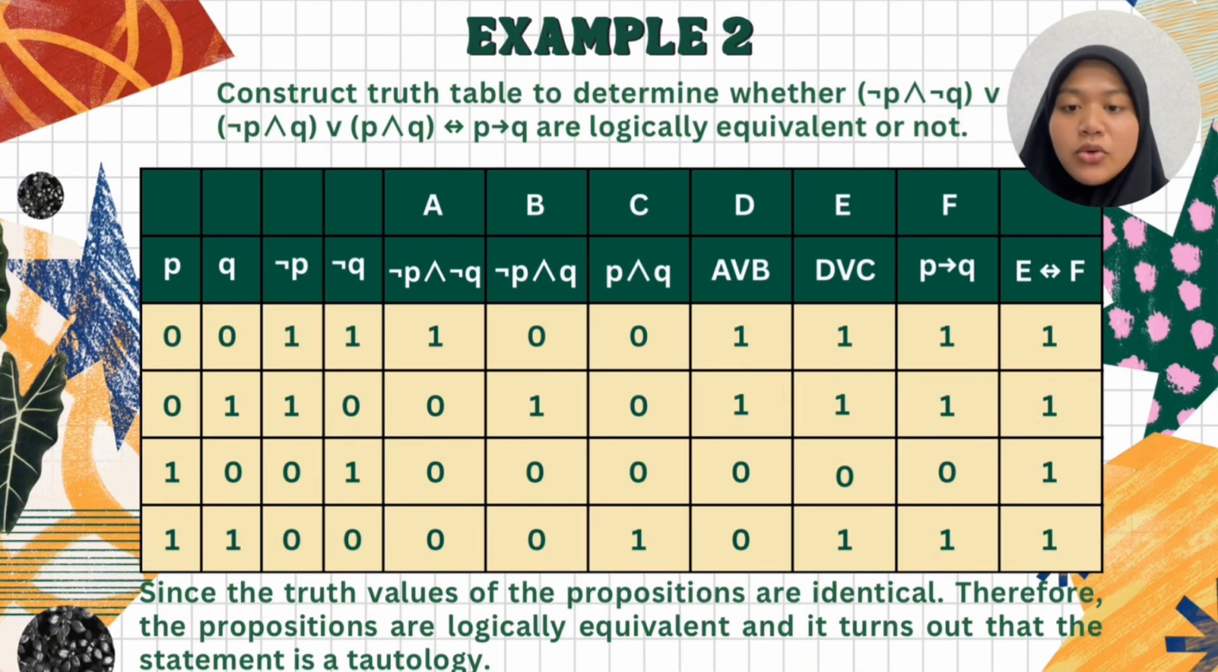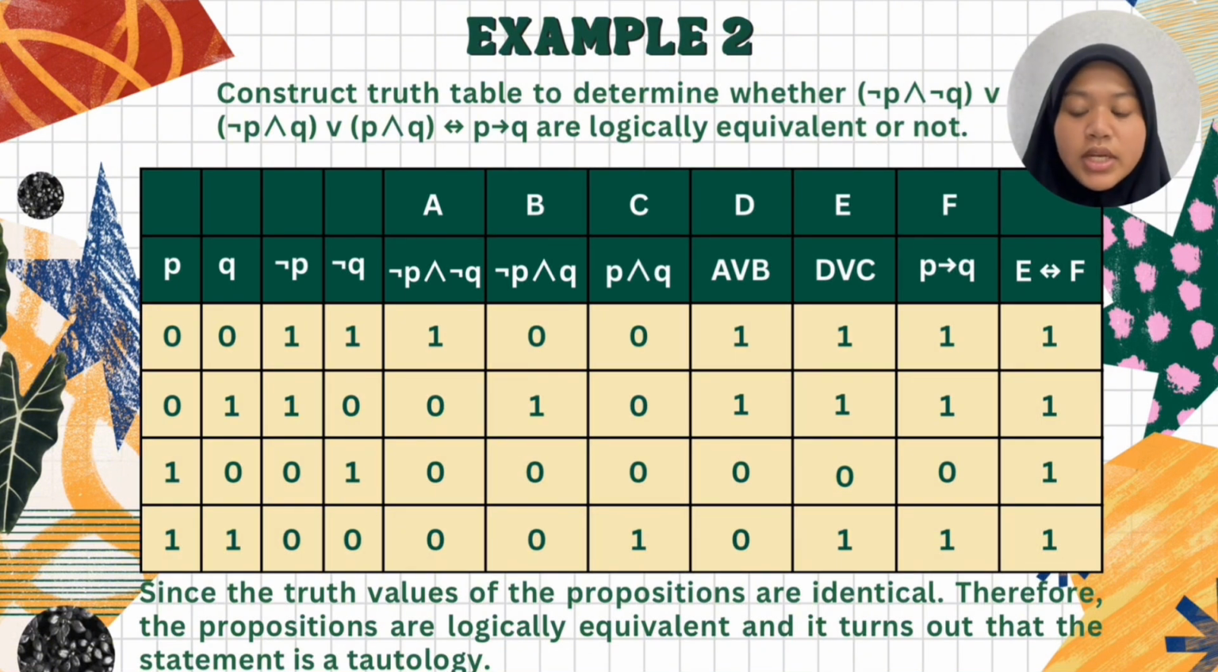The P for this question is 0011 and Q is 0101. Not P, we will get 1100. And not Q, we will get 1010. As we know, if P is true and Q is true, then P and Q is true. Otherwise, P and Q is false.